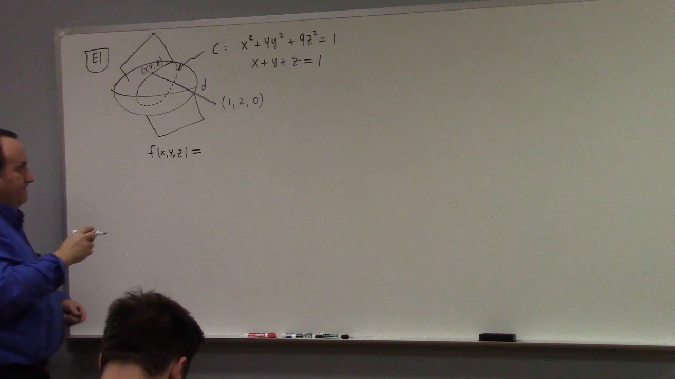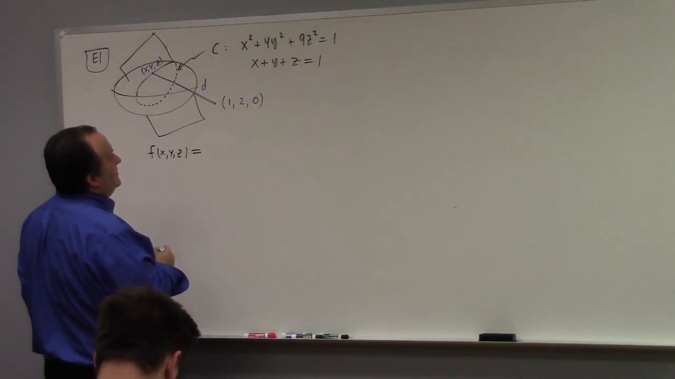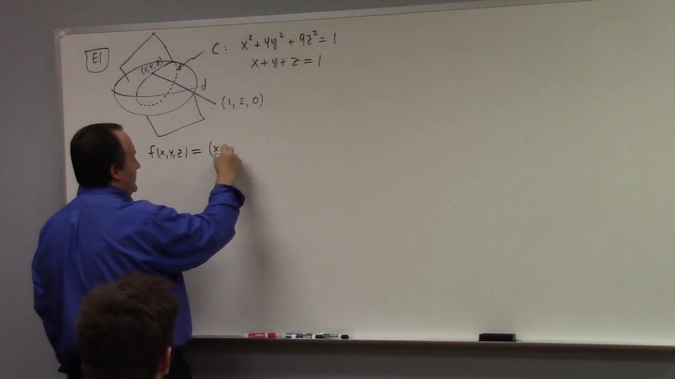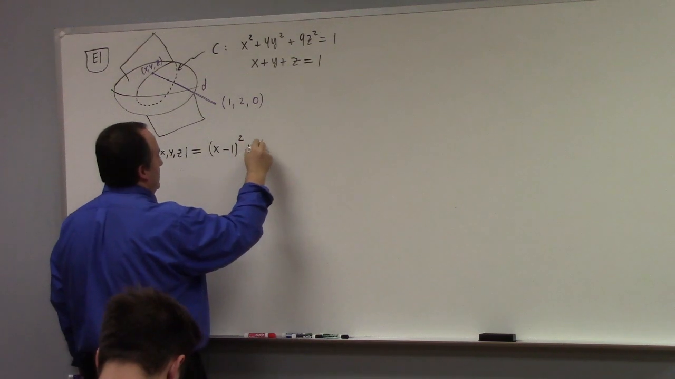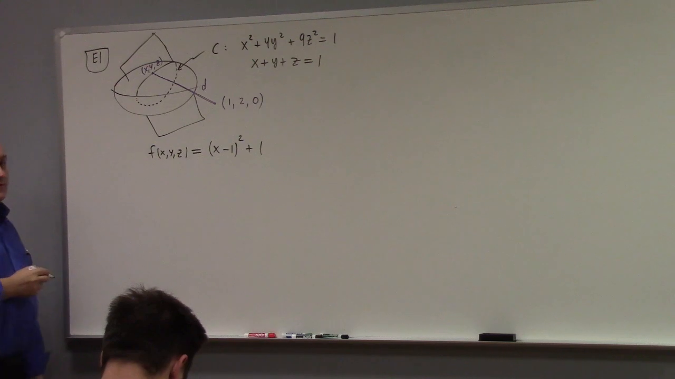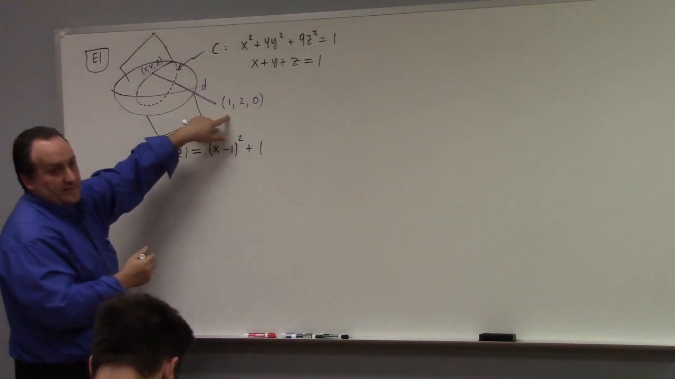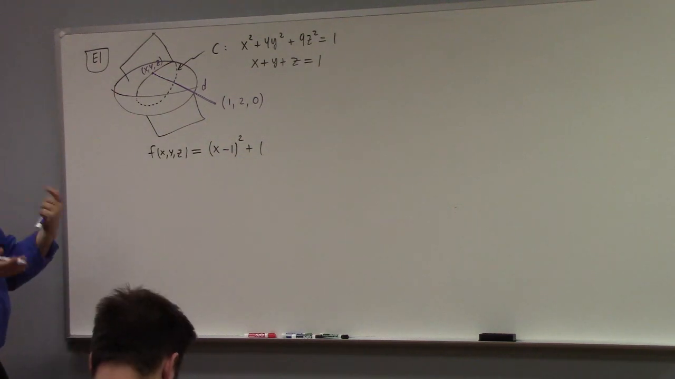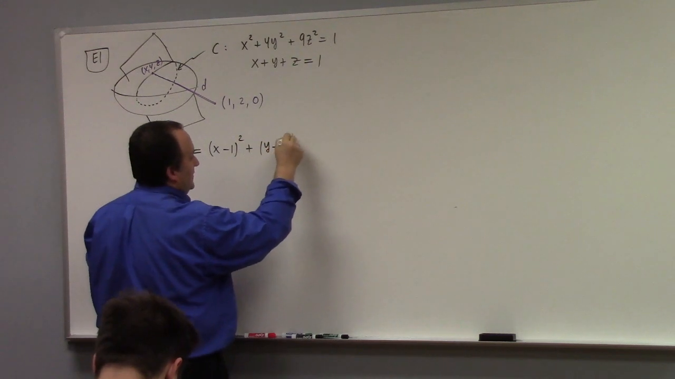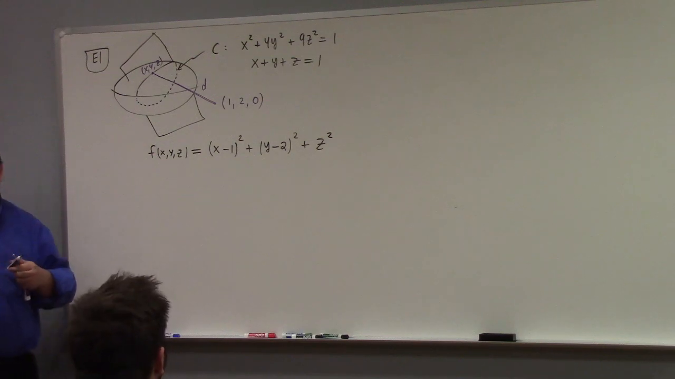4y squared plus 9z squared equals x plus y plus z. But that would not be the... wait, what? No. You should use x minus 1 squared. Yeah, x minus 1 squared times y minus 2... Oh, nope, not that either. Nope. It's got nothing to do with the ellipsoid equation. This is the distance between this point and that point squared. So it's just the distance squared formula. Here it's just x minus 1 squared plus y minus 2 squared plus z squared. That's our objective, to minimize that distance squared right there.